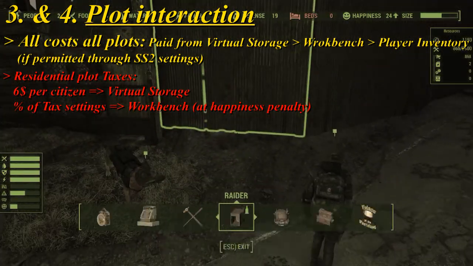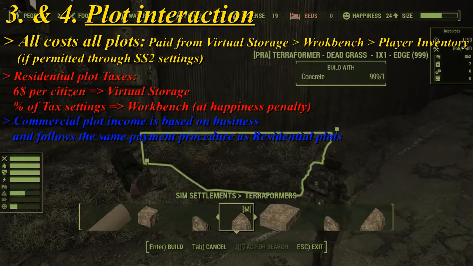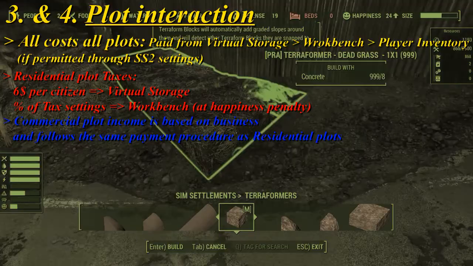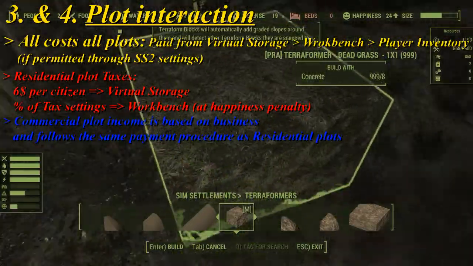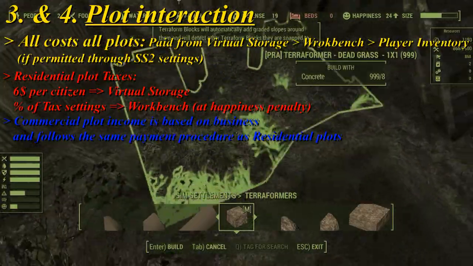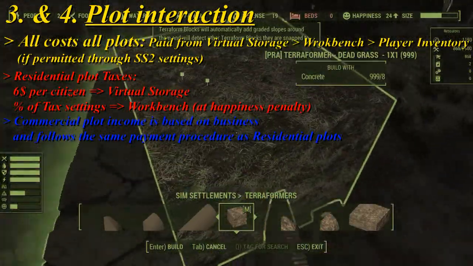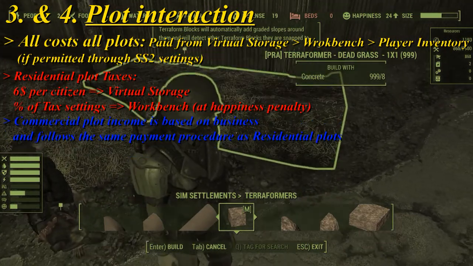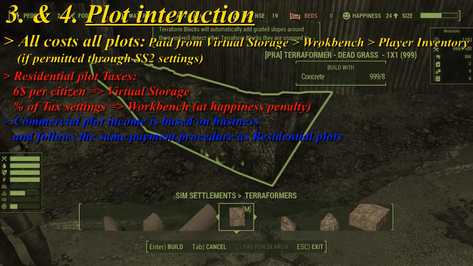And the same is true for commercial plots. Commercial plots essentially work the same way as residential plots. They have an upkeep cost, which is paid by your virtual storage, otherwise your workbench if there isn't enough, and then your personal storage again. And the money they generate goes into your virtual storage, which is inaccessible. But the percentage of tax rate of Sim Settlements 2 goes into your workbench. So again, if you have a commercial plot producing 40 coins and you have a tax rate of 50%, you actually produce 60 coins, 40 of which will go into your virtual storage and 20 will go into your workbench, which you can pick up every so often. So that's it for commercial plots and residential plots.